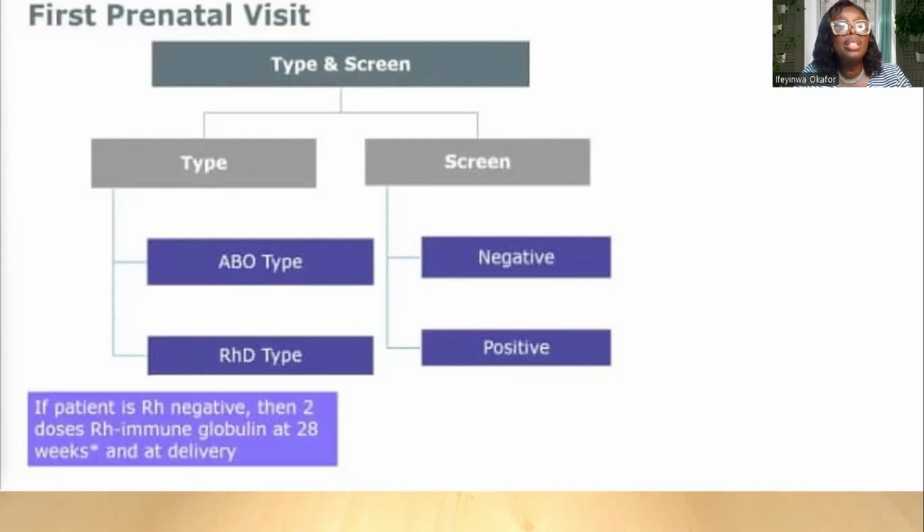And then if at the end of the day, the patient is RH negative, then 2 doses of RH immunoglobulin at 28 weeks is given, and also at the point of delivery. The lady is also given 2 doses of RH immunoglobulin to prevent what? Sensitization. But if at the end of the day, the patient is RH positive, nothing is done. But if other antigens are negative, you also do what? Do the same.